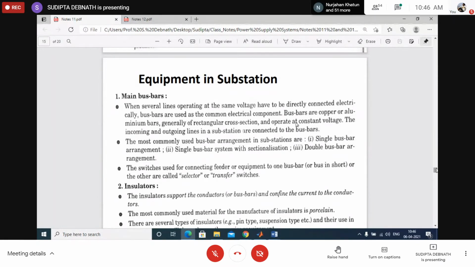Different standard voltages, not any arbitrary voltage. So when several lines operating at the same voltage have to be directly connected electrically, bus bars are used as the common electrical component. Bus bars are copper or aluminum bars, generally of rectangular cross section, and operate at constant voltage. The incoming and outgoing lines in a substation are connected to the bus bar.